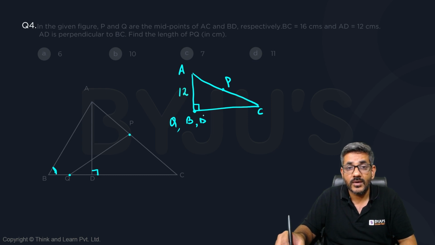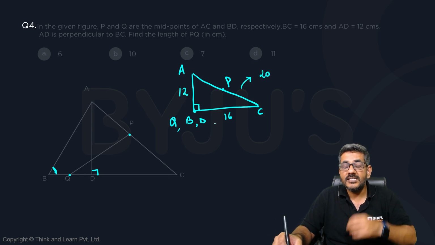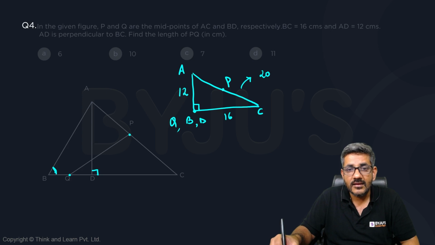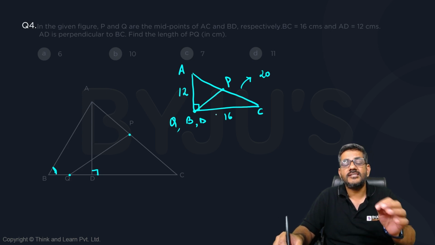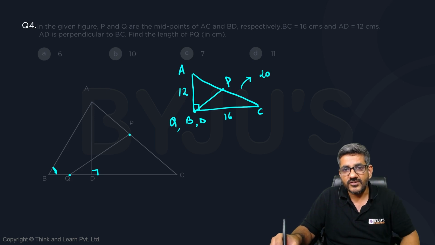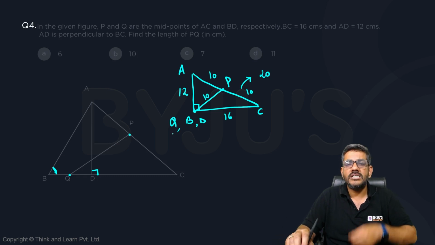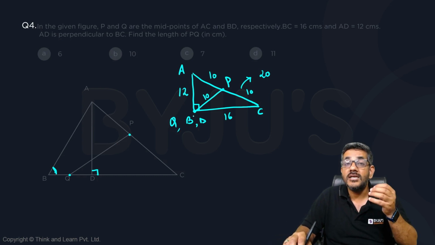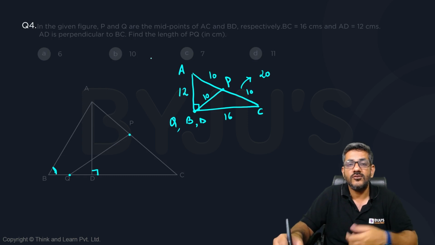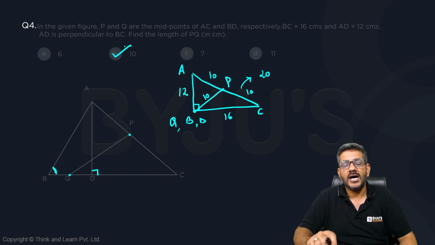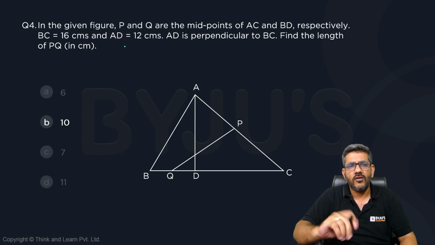AD is given as 12. This BC is given as 16. Using the Pythagoras theorem, AC is 20. And it's the property of a right angle triangle that the midpoint of the hypotenuse is equidistant from all three vertices. So if P is the midpoint of AC, AP is 10, PC is 10, and this would also be 10. You can call it PD, you can call it PB, you can call it PQ as well. And the question is asking you PQ, which straight away gives me the answer as 10. That's a simple way of answering the question.